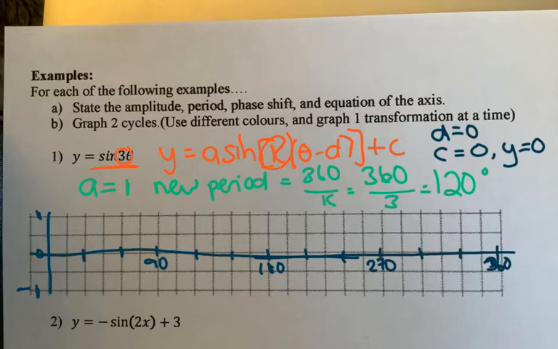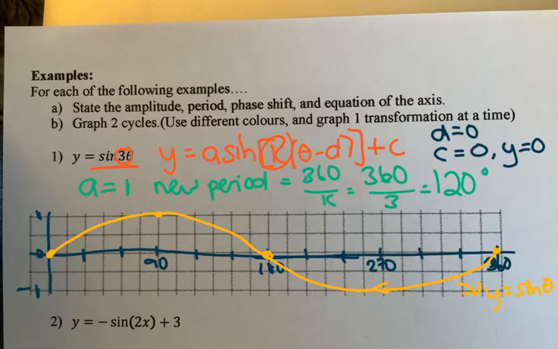So the first thing is the original sine function. So remember that for the sine function, we start at 0, and then our zeros are 180 and 360. We start at 0 and we go up to 1 at 90 degrees, and then we go down to -1 at 270. Okay, so that's the original function. Just label it y equals sine theta. Then we're going to do the transformation.